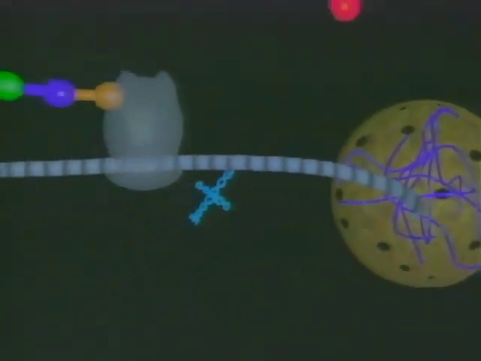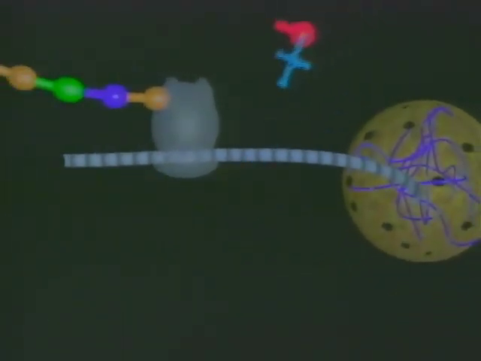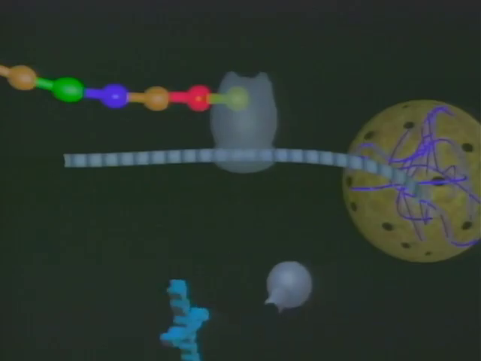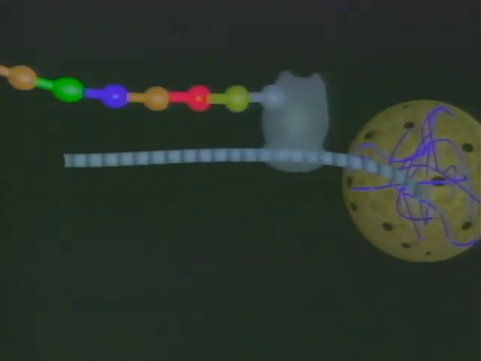From the nucleus, a strand of messenger RNA passes into the cytoplasm. During protein synthesis, the ribosome moves along the messenger strand. Transfer RNA brings amino acids to the ribosome. Bonding occurs, and the protein chain grows.